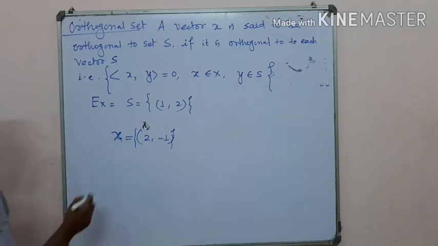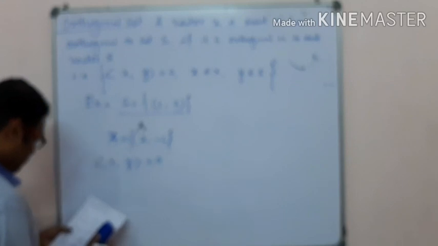Now we consider this example, x is equal to 2 minus 1. Then we observe that the inner product of x comma y is equal to 0. Then we say that S is an orthogonal set here. Now we come to the next article, orthogonal complement.